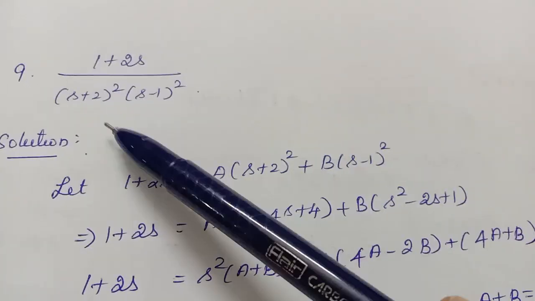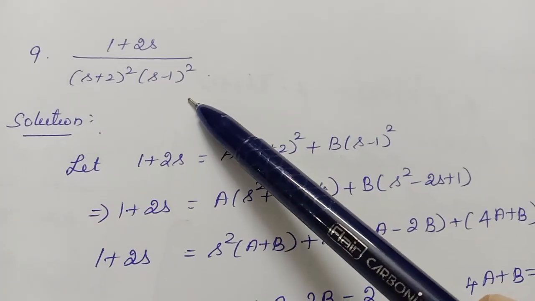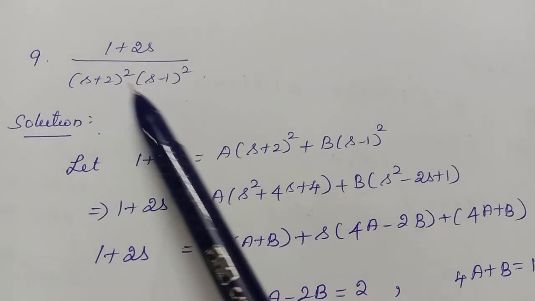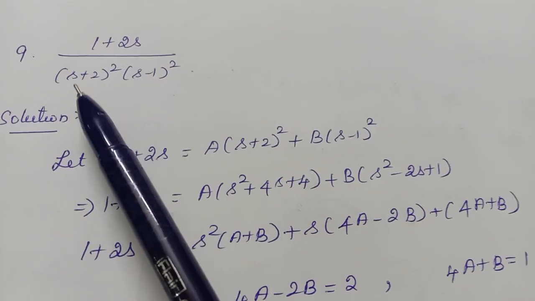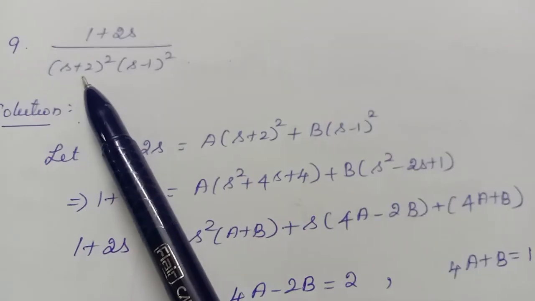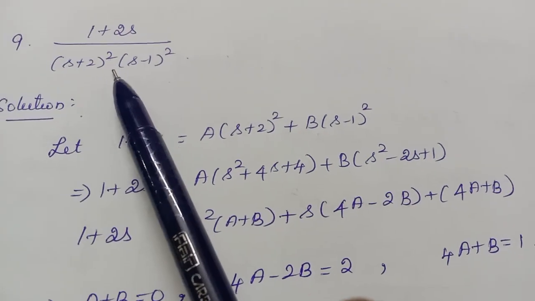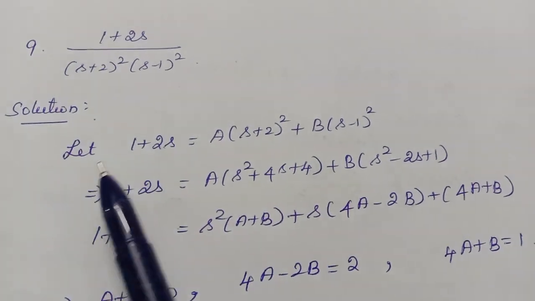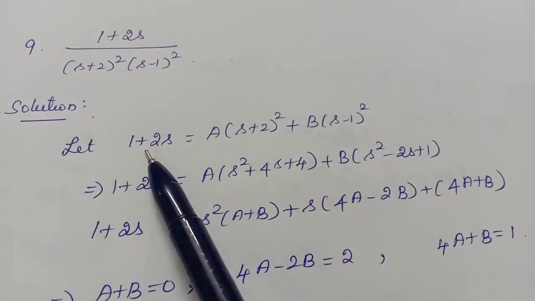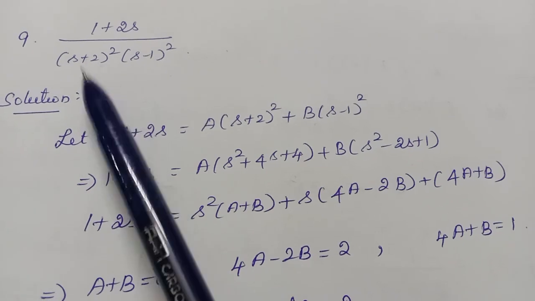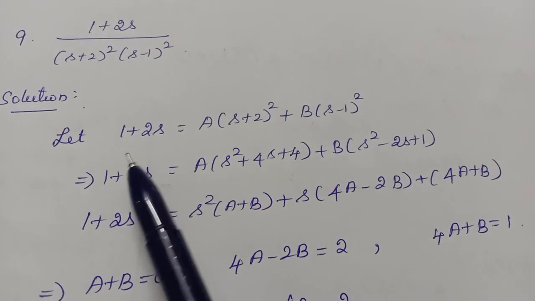1 plus 2s by (s plus 2)² into (s minus 1)². You see, you have a product of two terms in the denominator, no? Either you can split this entire term by using the method of partial fractions. Okay, I will do it in the other way. So what I am doing here is, I am going to write the numerator as a linear combination of these two elements. Okay, what is there in the numerator?